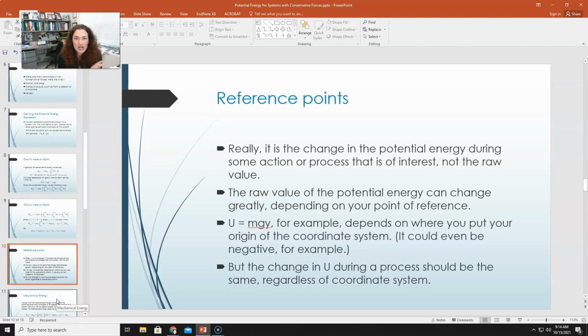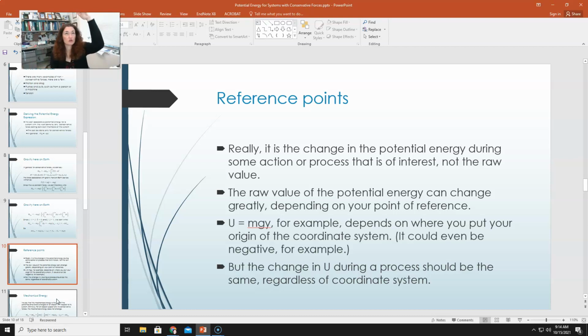Really, it's the change in the potential energy during some interaction or process that's of interest, and not the raw value. And the reason that the raw value of the potential, say the potential at location B or the potential at location A, is not too important in and of itself is that if you change your origin, right, then the value of yb or ya will change. I mean, really, it could even be negative.